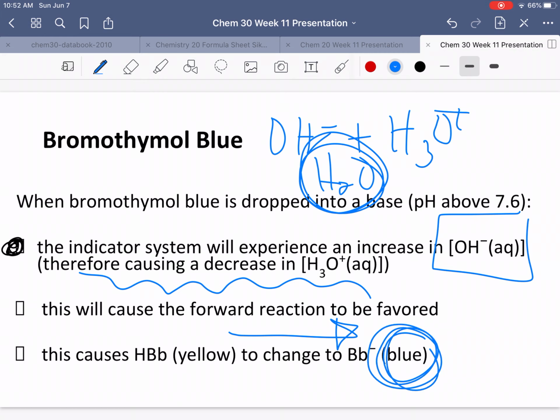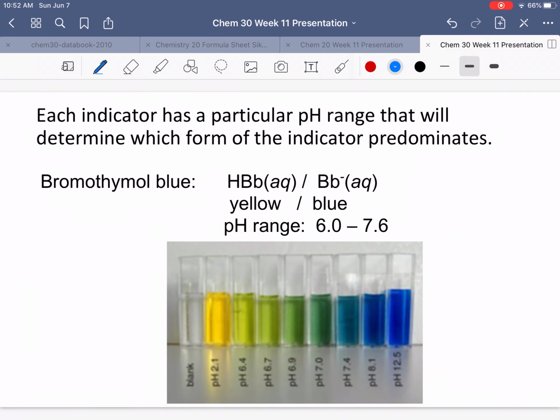The only reason, I'll say this again, why indicators are useful is because a color change is associated with the equilibrium. Many things undergo these equilibrium changes, but if we don't see a perceptible change, something that we can visually figure out, then they're useless, right? And bromothymol blue is a wonderful indicator, super useful. Now, there's many indicators. I'll show you a page of them in a second, but ultimately, all those different indicators have particular pH ranges that help you figure out which form of the indicator, the acidic form or the basic form, is dominating in that situation.